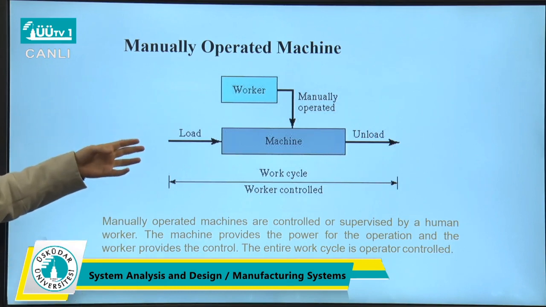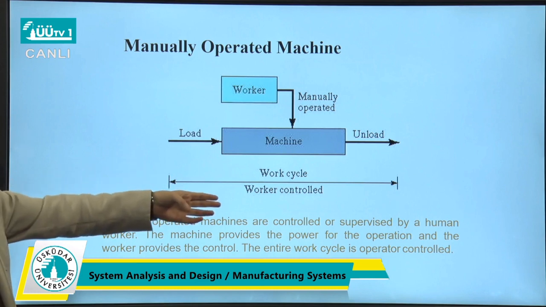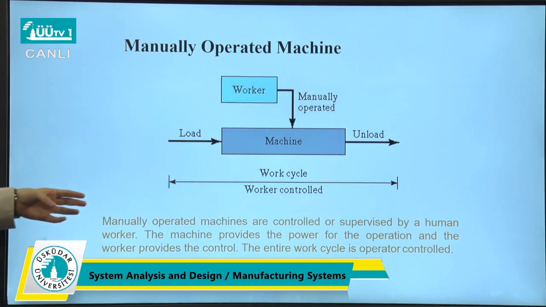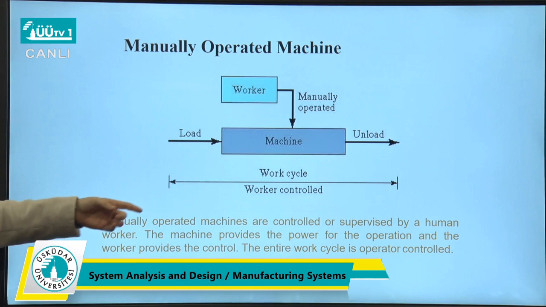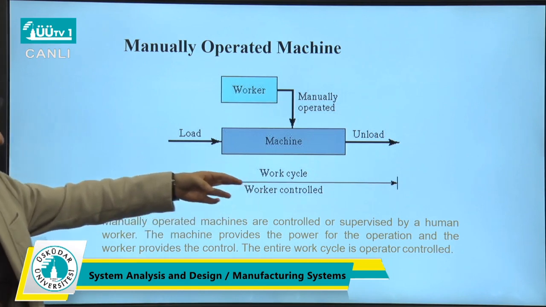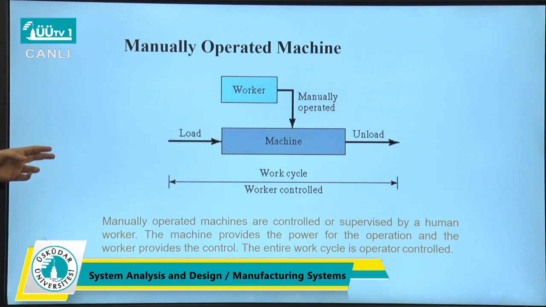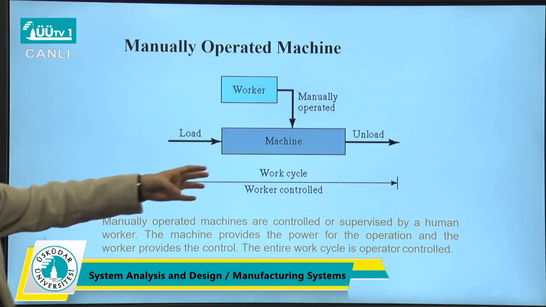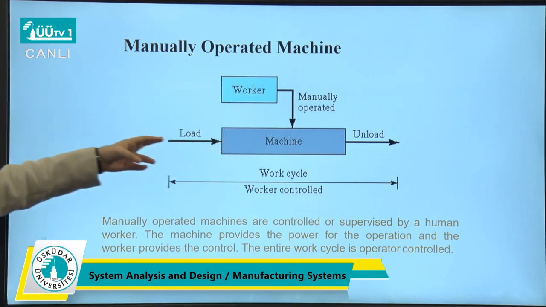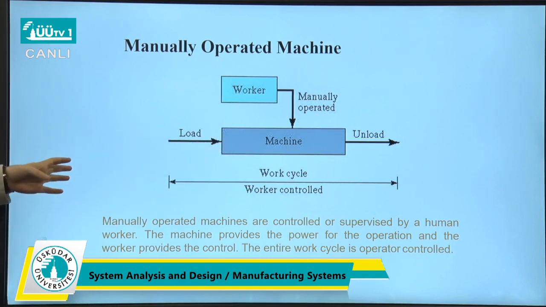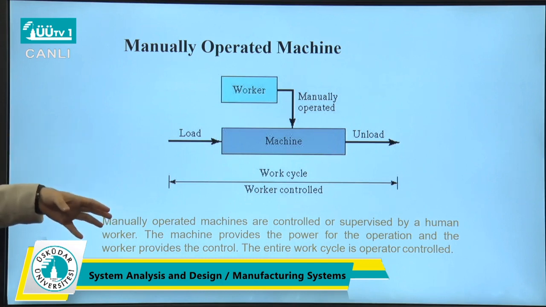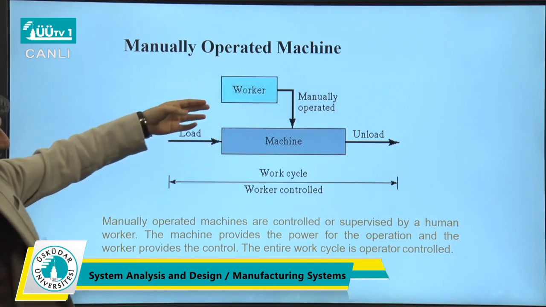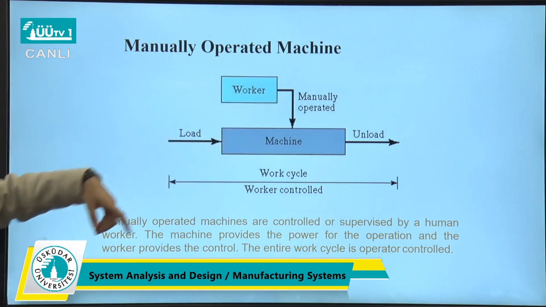So for the manually operated machines, as you can see in the figure, the work cycle is 100% carried out by the worker manually. Here you see the machine taking care of the whole process by loading and unloading at the end, and the worker controlling the machine manually from beginning to end.